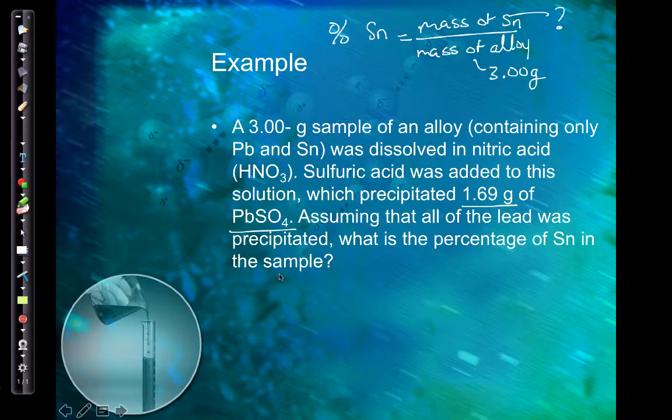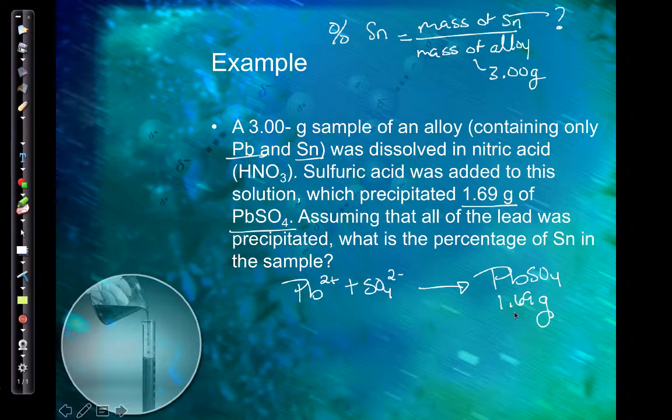Here, they don't have the reaction written, but I know that I'm interested in this lead sulfate that we collected. What makes this lead sulfate? Lead ions and also sulfate ions. Inside of our alloy, we have tin and we also have lead. So if I can figure out how much lead was in the alloy, then I can easily figure out the amount of tin that was in the alloy and get my percentage. And I was given the amount of lead sulfate.